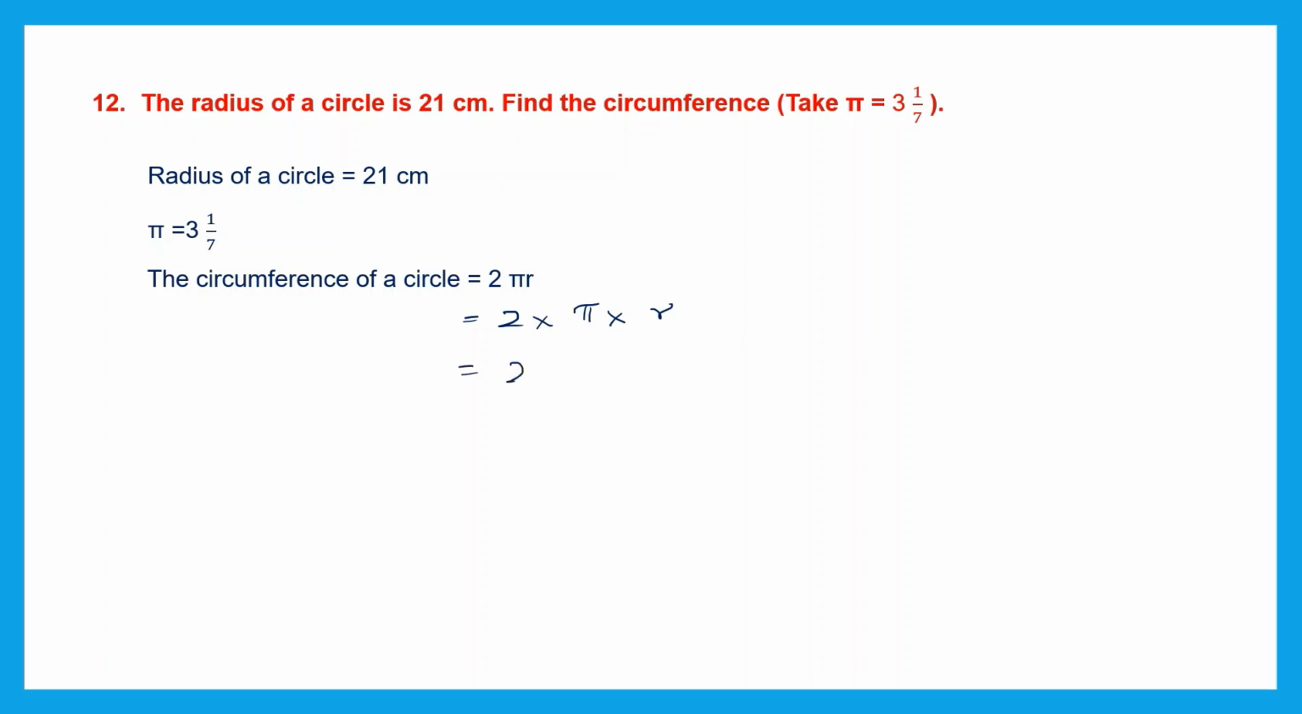So 2 into pi, which is 1 by 7. Let's convert it to an improper fraction. 7 3s are 21 plus 1, 22. 22 by 7. So this is 22 by 7 into r. Radius is 21 centimeters. Okay, so now we can cancel. Now 7 3s are 21, so we can cancel that, and now we can multiply the numerator.